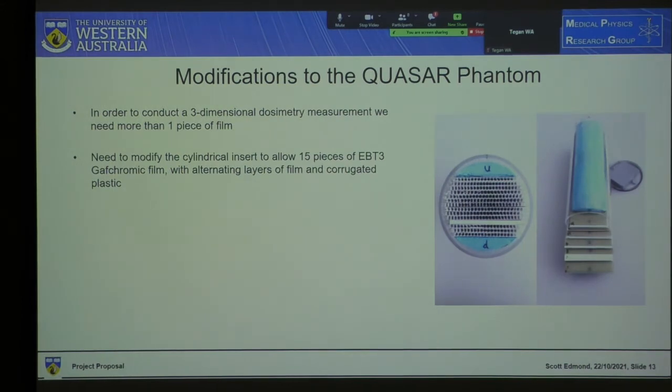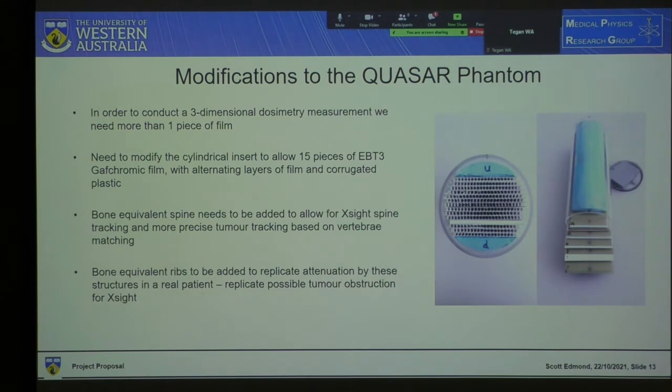However, we need to make modifications to this to make this study 3D. So instead of using the typical phantom, we can use a pipe filled with alternating layers of film and corrugated plastic. This allows us to basically carry out a 3-dimensional study using each of these 15 pieces of film and then correlate them together.